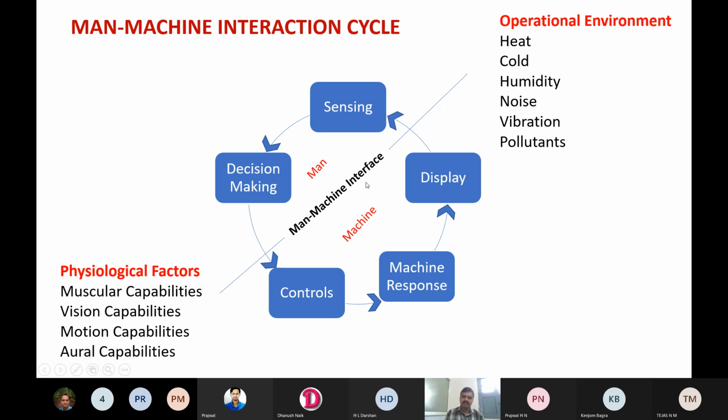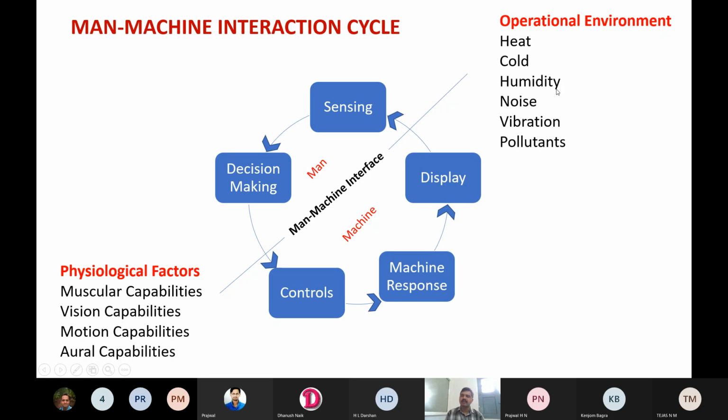Okay, so in this man-machine interface, sensing and decision making is the role of the man, or the role of the operator of a machine. Sorry, the operator of a machine is man. Okay, and controls, machine response and display, these are related to the machine or any other equipment. Okay, and then other than these things, there are some other aspects that we need to consider.